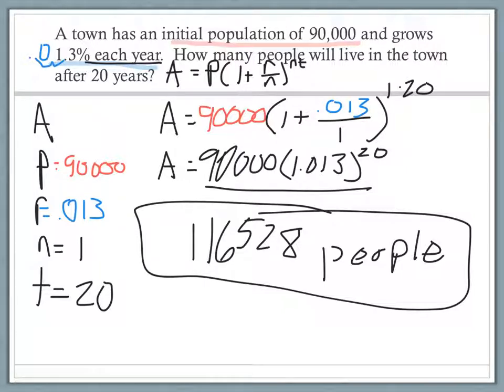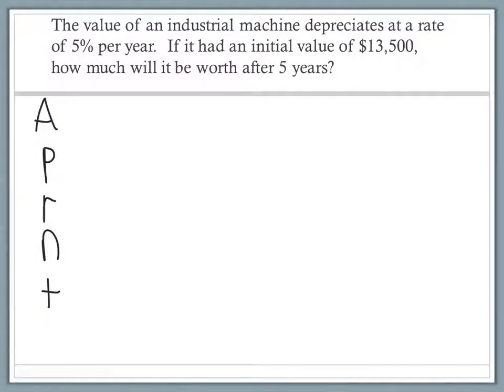I started with 90,000, now I have 116,000. Also, make sure that you can do this in the calculator because you want to make sure you get the same answer that I got. Okay, so we're going to go ahead and do this problem.